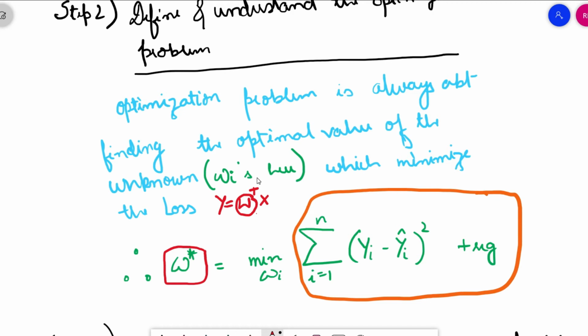So in the optimization problem, we are basically trying to find the value of the unknowns, which is w here, to minimize the total loss that is happening across our model. We also have a regularization part added to it, which we are ignoring to keep the calculations simple. Moving on to step 3.